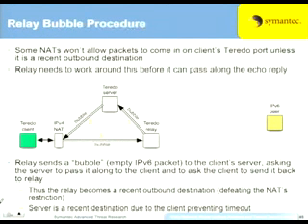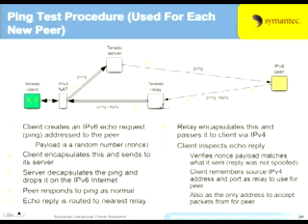Now, you may notice a problem there in that some NATs don't accept packets inbound unless it's a recent outbound destination. But I'd say that's a sensible thing for NATs to do. So the relay needs to work around this somehow. And Teredo does have a provision for doing this, so it can actually get past here.